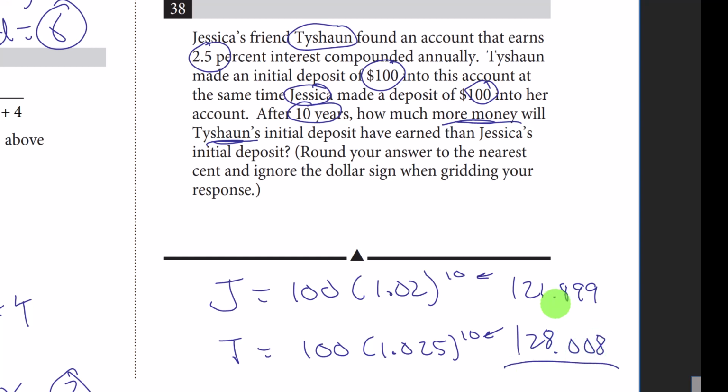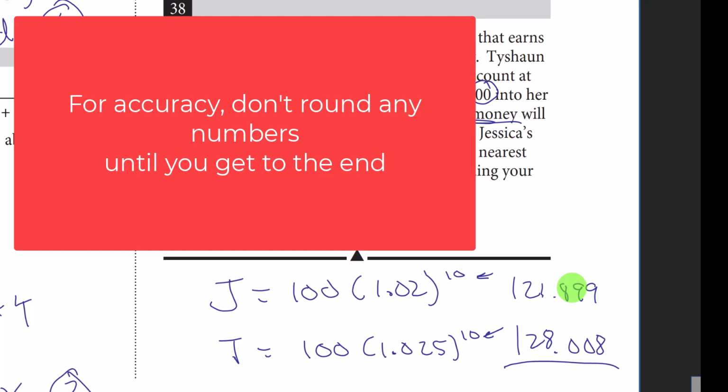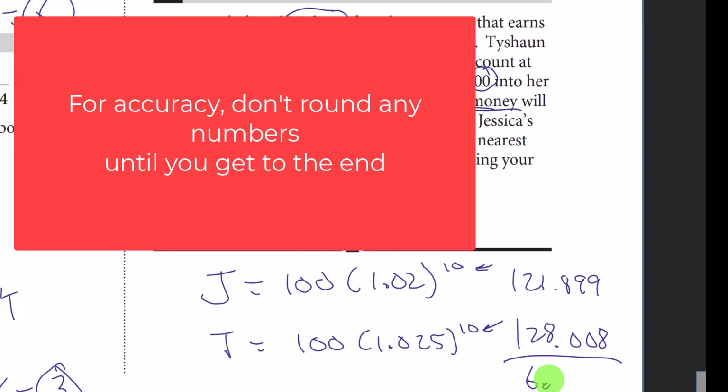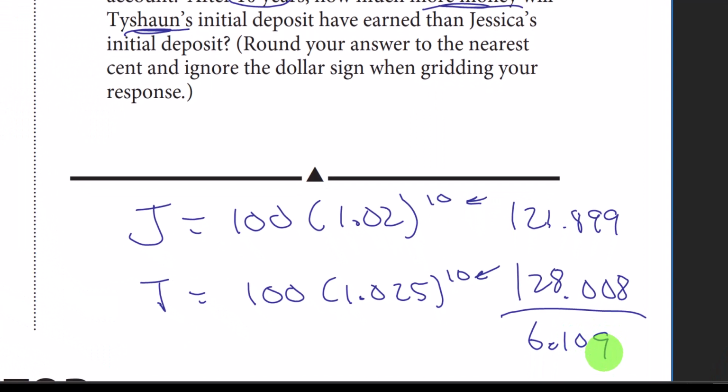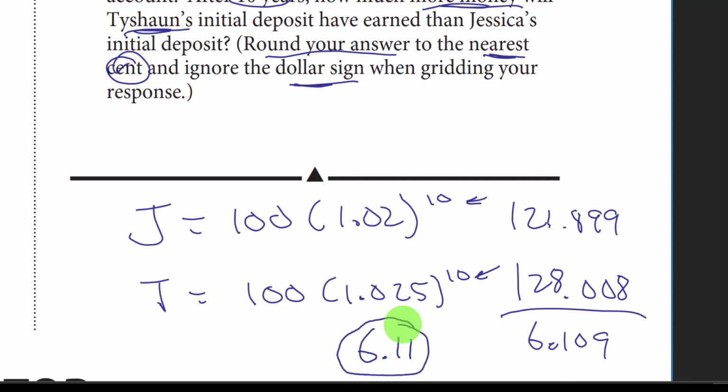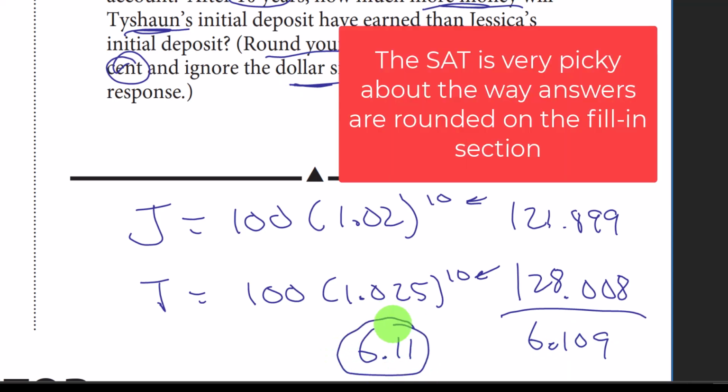And let's take the difference. Now, notice I'm not going to round this before we get the answer, okay? You want to round it after you get the answer. So I'm going to take that and subtract. So the difference is 6.109, and you look at this, we want to round your answer to the nearest cent. Okay, so we're going to ignore dollar sign. So 6.109, it is 6.11, and you actually have to have 6.11. If you got 6.10 or 6.12, those would be considered wrong. It actually has to be 6.11.